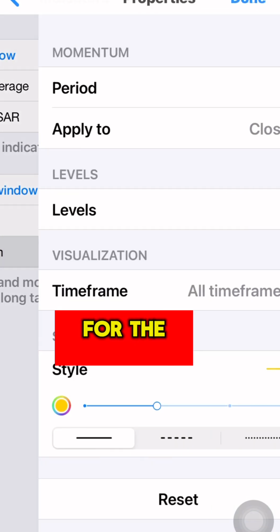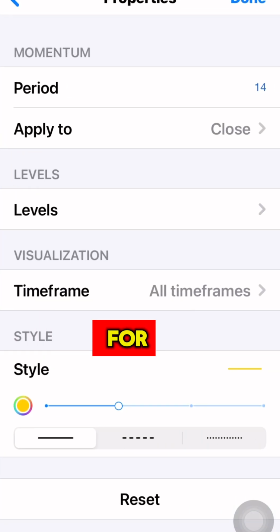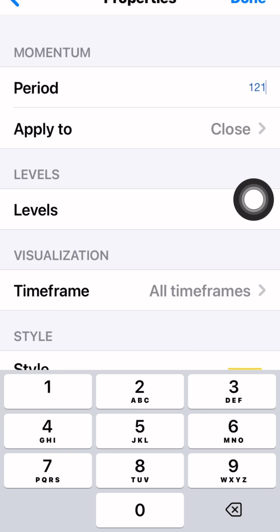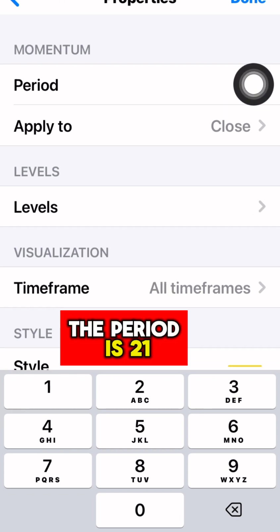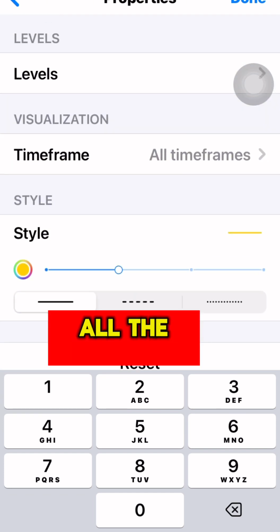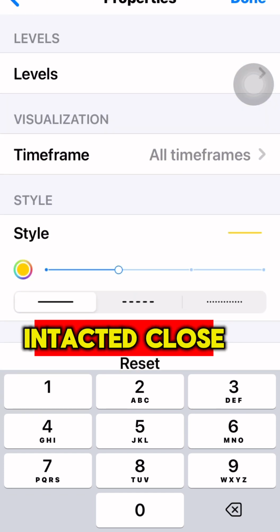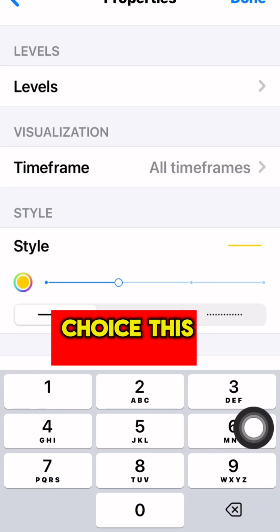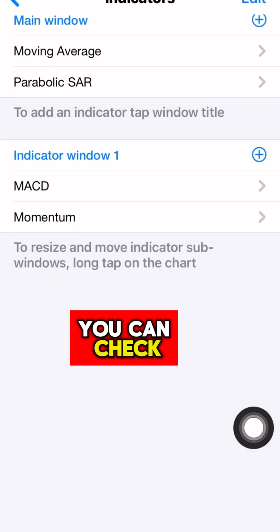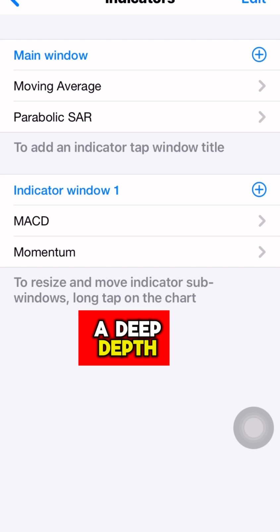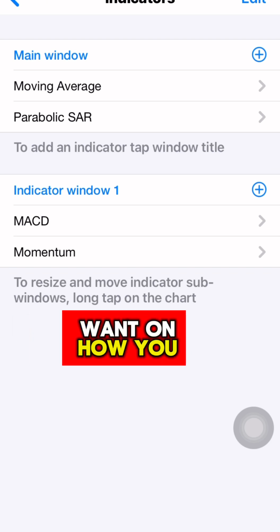For the momentum, change the period to 21, please. The period is 21, apply to close, no levels. All the time frames are intact, and the style is yellow. You can choose any style of your choice. This is it. You can also screenshot it so that you can have a deep dive explanation of what you want and how you want to get it.